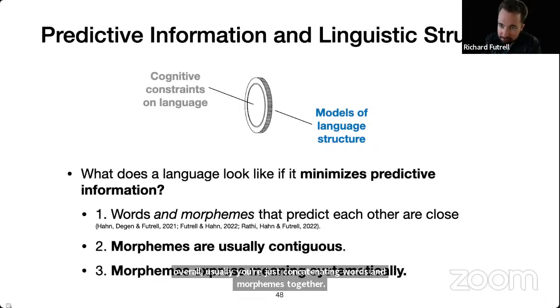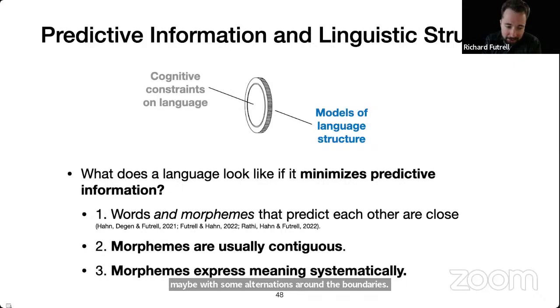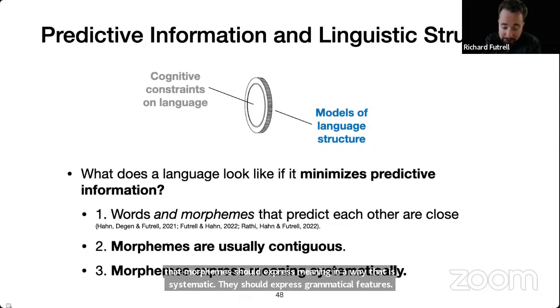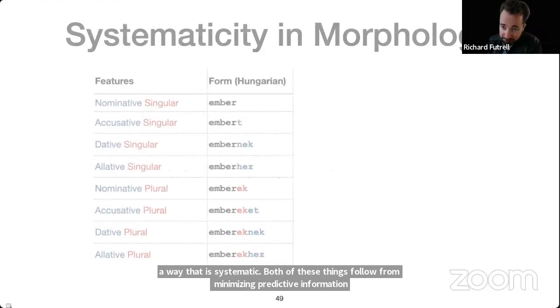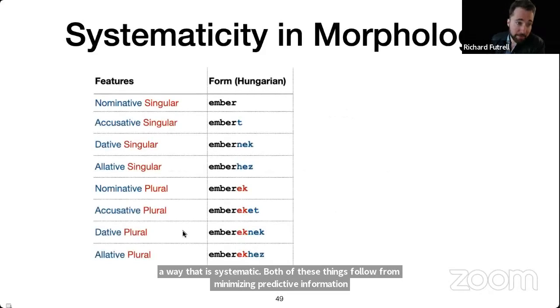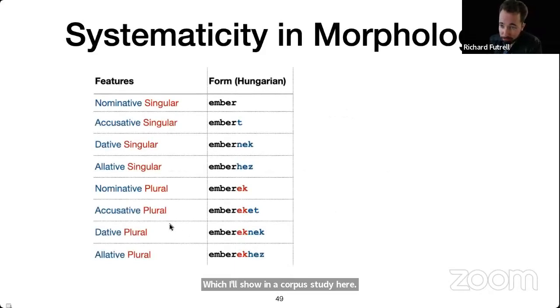Also, even more basically, what you get from this is that morphemes should express meaning in a way that is systematic. They should express grammatical features in a way that is systematic. Both of these things follow from minimizing predictive information, which I'll show in a corpus study here. So here is the morphology of a Hungarian noun. It's nice and agglutinative. So this is the word ember, which means person.